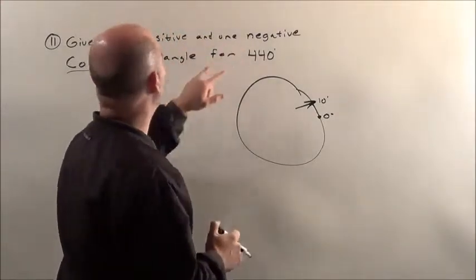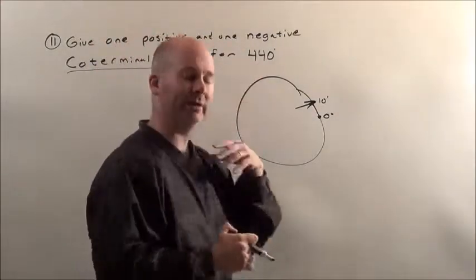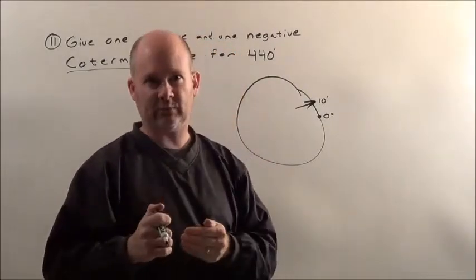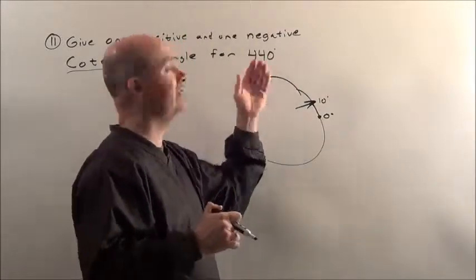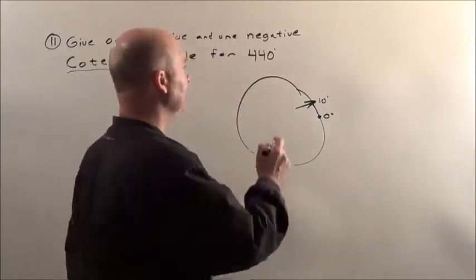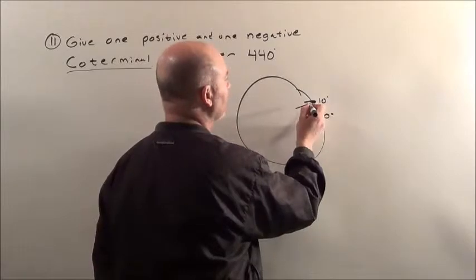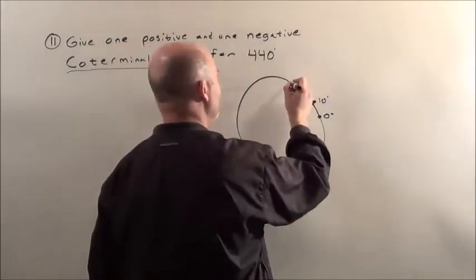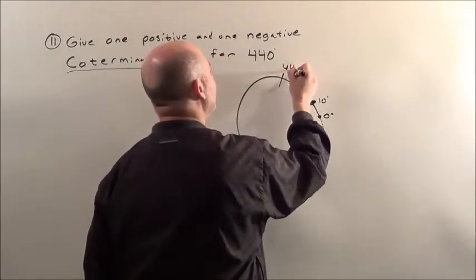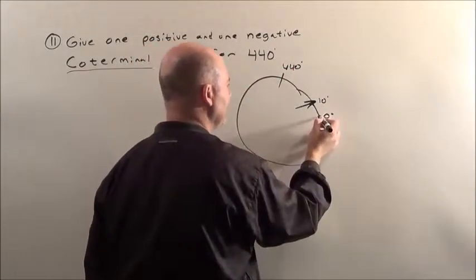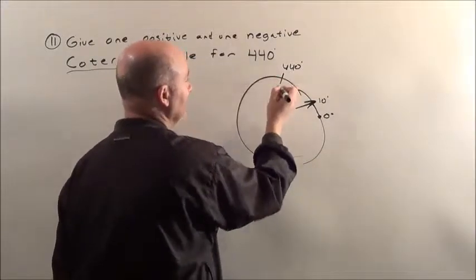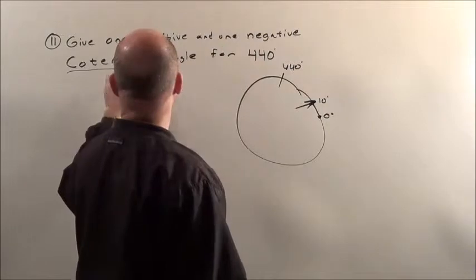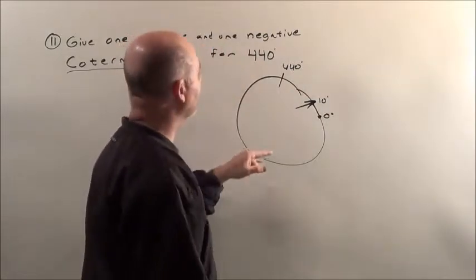So give one positive and one negative coterminal angle for 440. And on this problem, I wanted it to be somewhere between 360 and negative 360, because again, there's an infinite number. You can just keep adding sets of 360. And we see that that's what we're going to do. Literally, if we're pointing at 440, wherever 440 is, which is about right there, because it's gone 360 and then another 80 degrees. So it's right there. What we want is another positive and a negative.